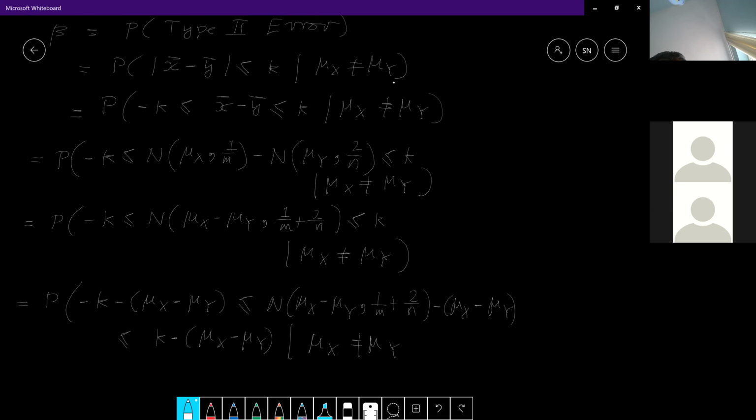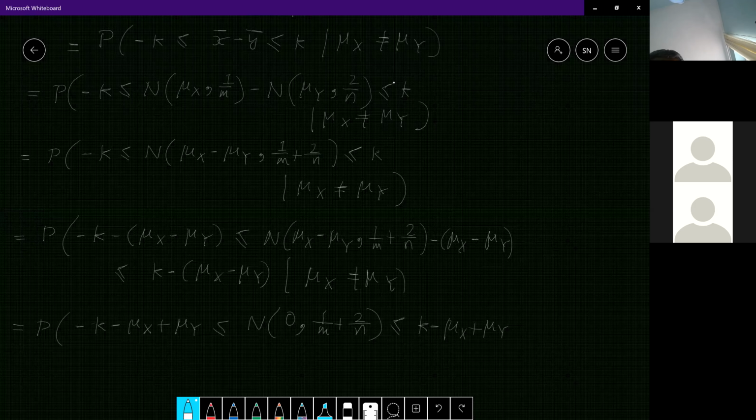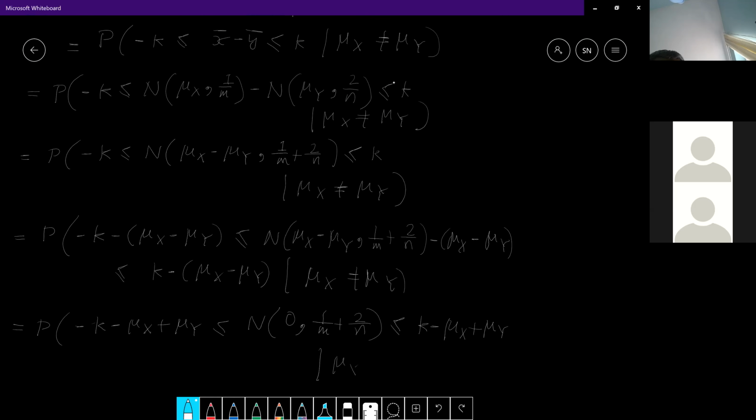So what you get out of this is the probability that minus k minus mu x plus mu y is less than or equal to a normal variable with 0 mean and variance 1 over m plus 2 over n, less than or equal to k minus mu x plus mu y, given mu x is not equal to mu y.